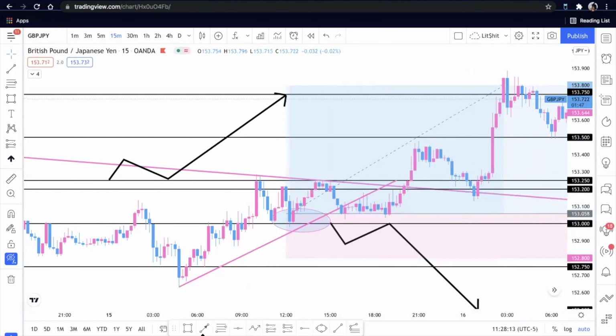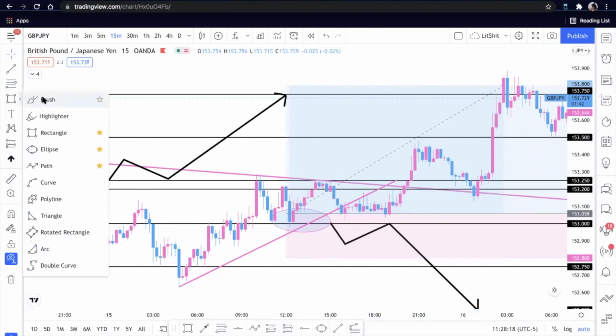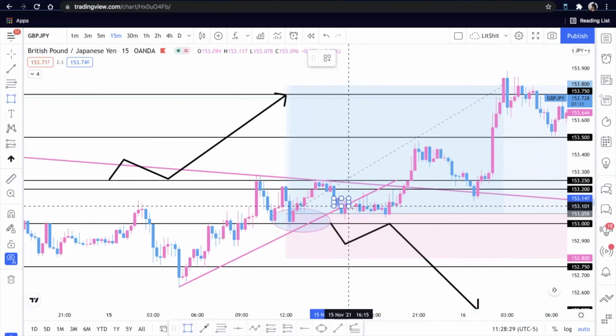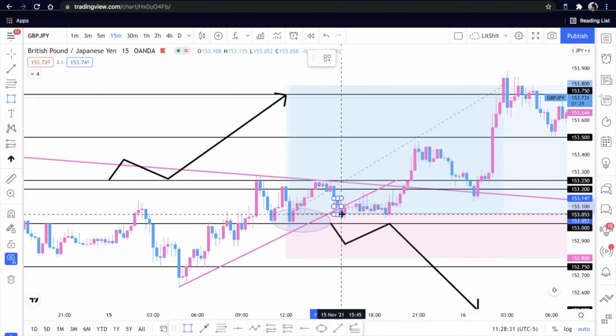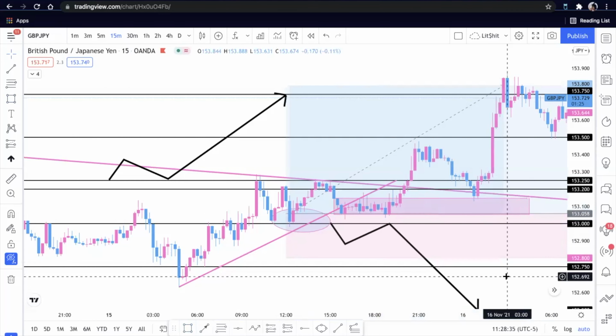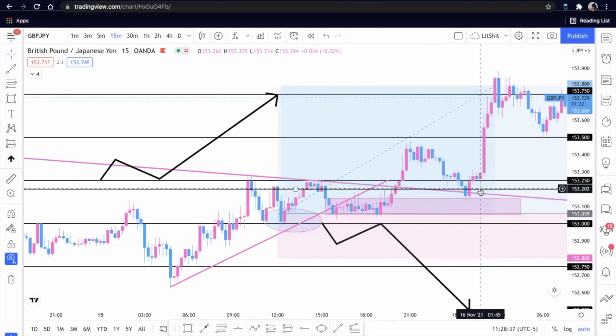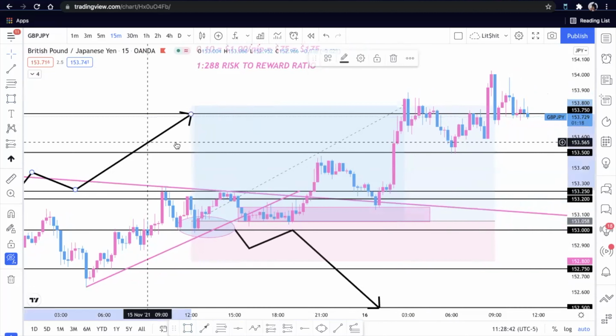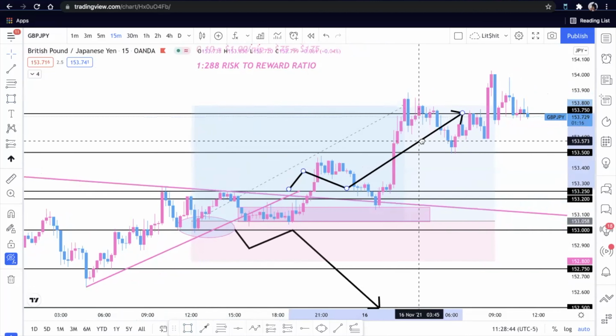If I delete the box, I just want to show you, I go to the rectangle tool, which is right here under the brush area. You want to go down to rectangle. I have it favorited because that's what I use the most. Again, I just used the top of this blue candle to the bottom of this blue candle, and then I extended it out, just to find an idea of where price could possibly come back to. And if you remember earlier in the video, I did mention that I wanted to see price break.